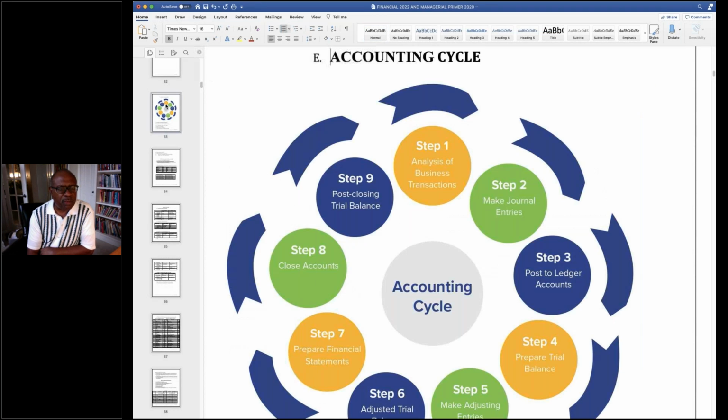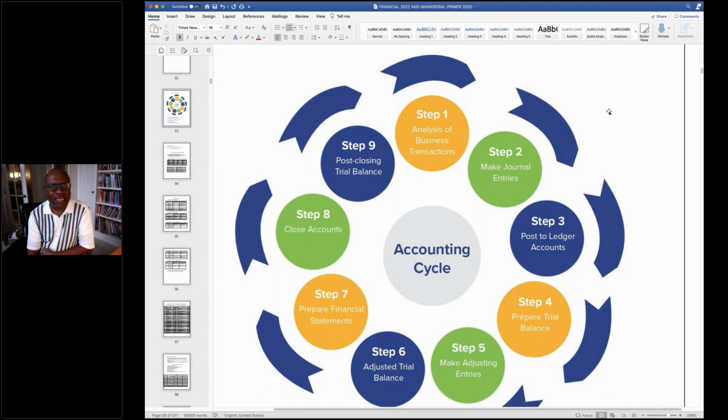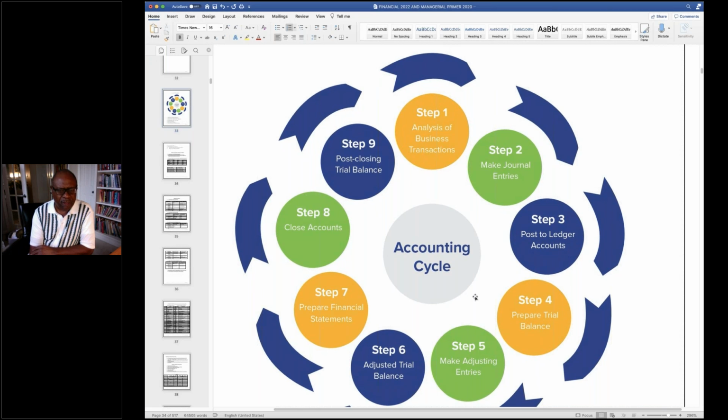Okay. So last time we talked about the accounting cycle and steps 1 and 2. We did the first couple of weeks. Then we spent a week or so on steps 3 and 4, posting to the ledger and preparing the trial balance. 5 and 6, we're skipping now. We will come back to that later. And we're on steps 7 and 8, preparing financial statements and closing the accounts. So those are the steps we're working on now.